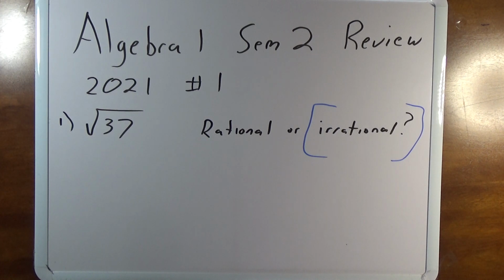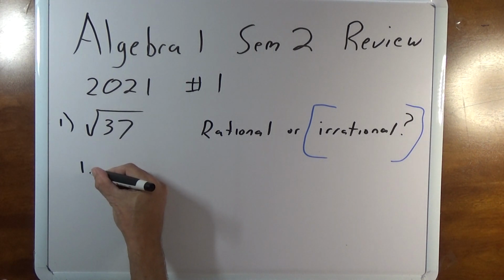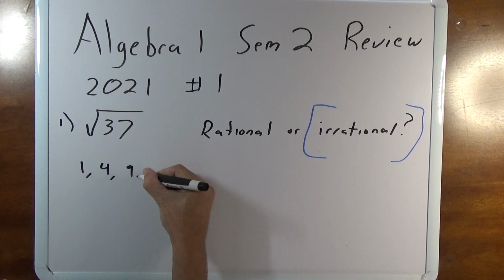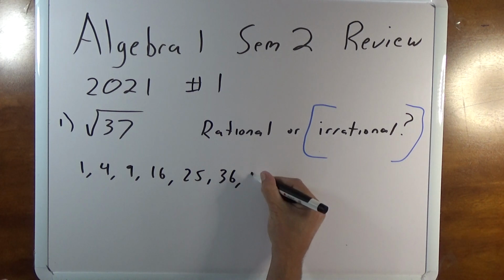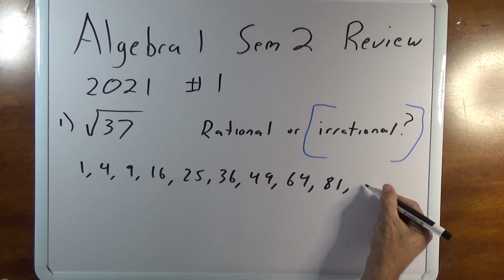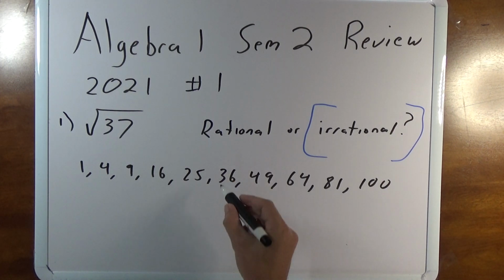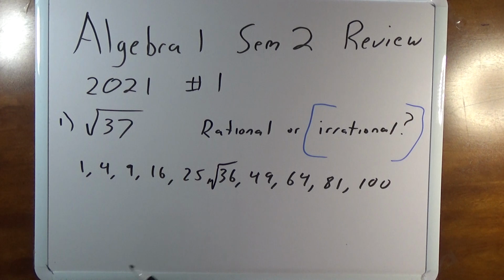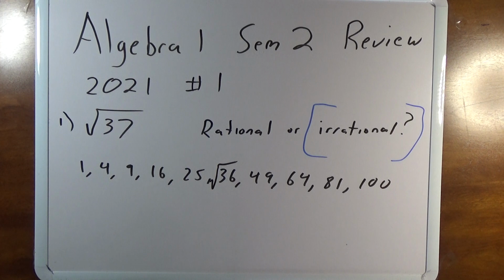And real quick, our perfect squares, right? If they ask you if the square root is a rational or irrational number, usually you'll get 1, 4, 9, 16, 25, 36, 49, 64, 81. Those are our perfect squares up to 100. So the square root of any of these would be rational. So the square root of 36, or 6, is rational. But the square root of 37 is irrational.